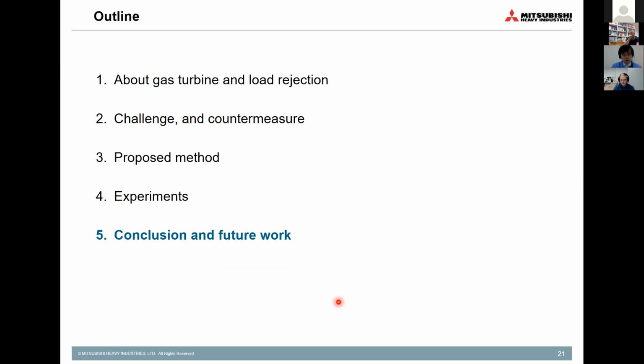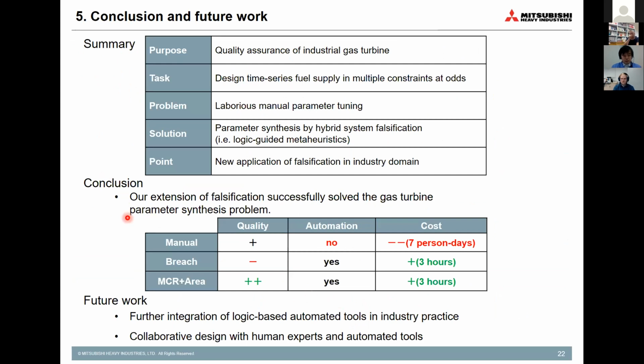Lastly, let me conclude this work and mention future work. In conclusion, for the parameter synthesis problem of an industrial gas turbine, our approach, MCR plus area, successfully synthesized the parameters. Quality and cost were better than others. For future work, we will try to integrate the logic-based automated tools in industry practice. And also, we want to try to establish a collaborative design process with domain experts and automated tools.